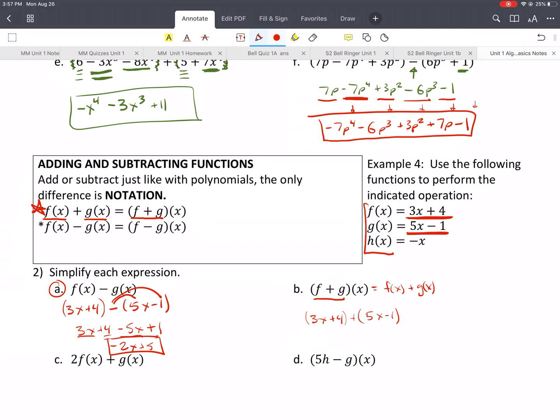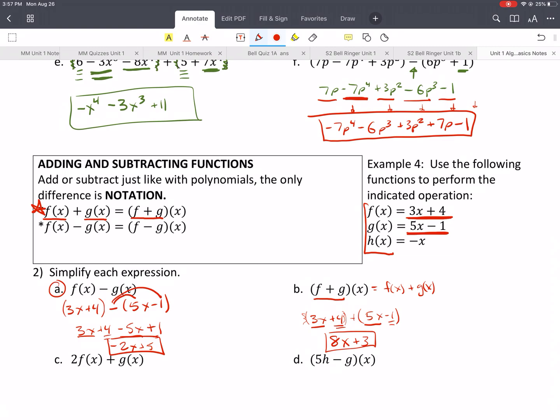Okay? And since we're adding the polynomials, we don't even need to have those parentheses. We can just combine like terms. So here we get 8x, and then combine the constants. That gives us positive 3. Okay?